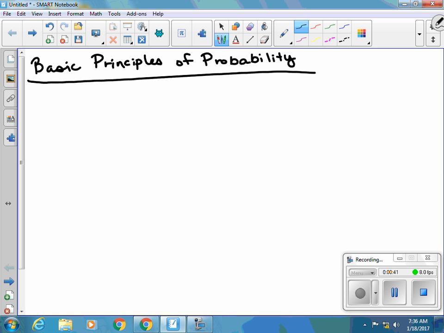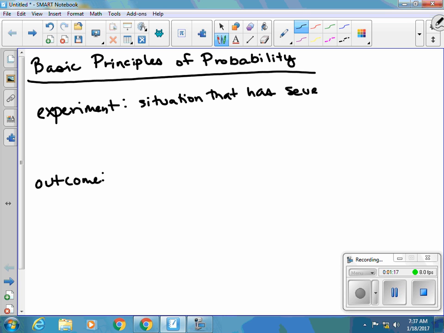Again, this is just a refresher, just to make sure that we know the terminology, the lingo. Okay, so when we have an experiment versus an outcome. An experiment is a situation that has several possible results. The outcomes are these results.